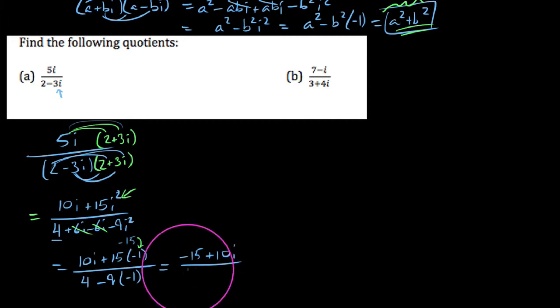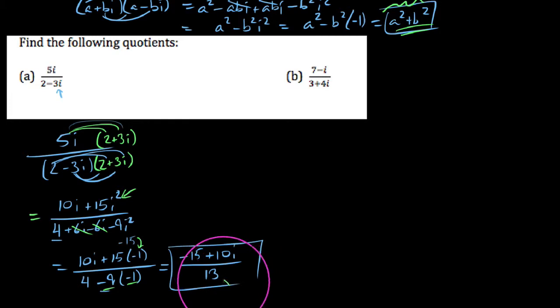I want to write this in standard form, so I'm going to put it in a plus bi form. And then on the bottom we get 4 minus a negative 9, or really negative 9 times a negative 1 gives us a positive 9, so we get 4 plus 9. In other words, we get 13. So I'd like to tell you we could leave it like this, and the nice thing is there's no i's. This is way cool.